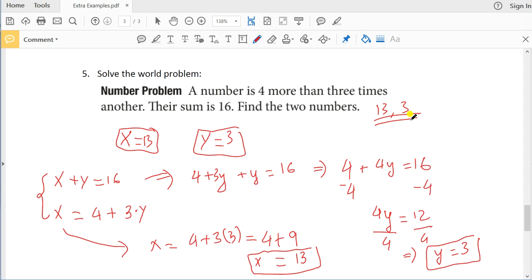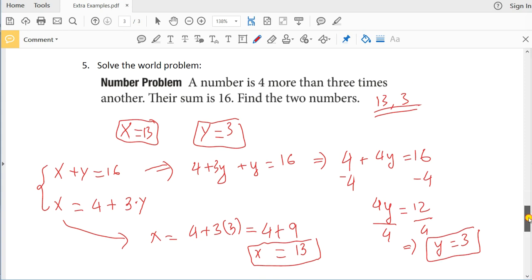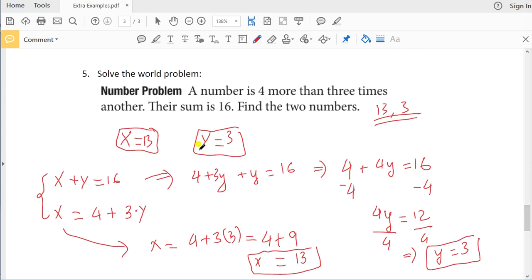Okay, so that should be the end of this review video, and this word problem demonstrates how you can solve a system of equations by first coming up with the two equations from the wording of the problem, and then applying substitution or elimination to solve for x and y.